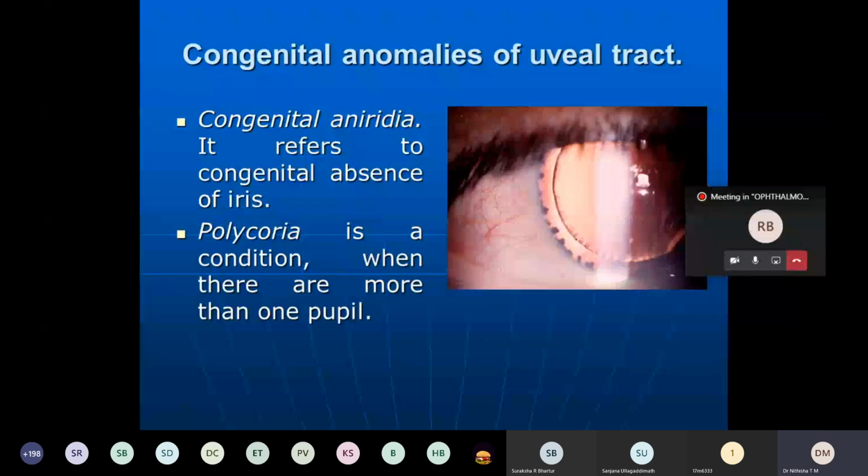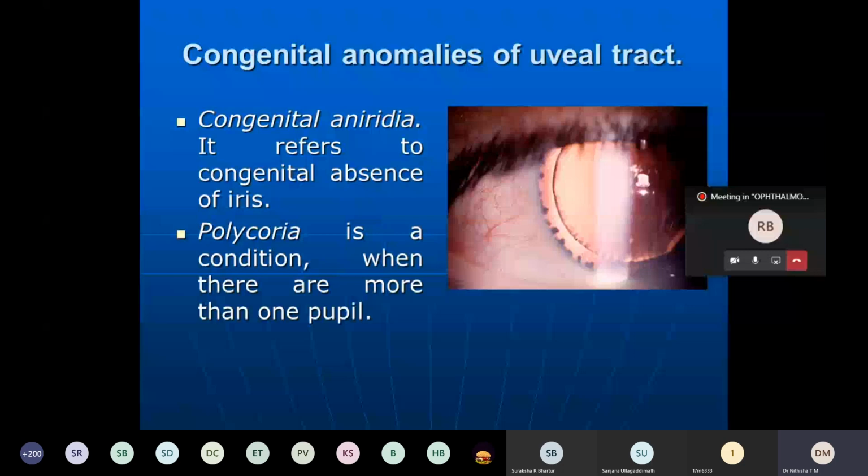Congenital anomalies of the uveal tract. In this picture, on the right hand side, you can see a clear lens sitting in the anterior chamber. So there is absence of iris. Congenital absence of iris is called congenital aniridia. It can also be associated with polycoria. Polycoria is more than one pupil.